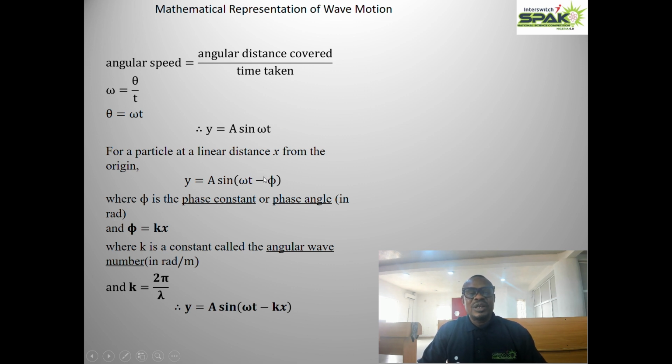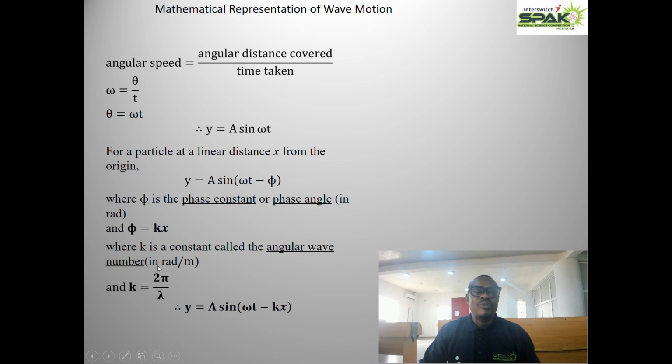I will discuss later, and let you know when it has to be plus or when it has to be minus. But I'm interested in this particular symbol phi, which is also referred to as phase angle, phase constant or phase angle difference. This phi is directly proportional to the linear displacement. But when I equate it, I introduce my constant k. And this constant k is referred to as the angular wave number.